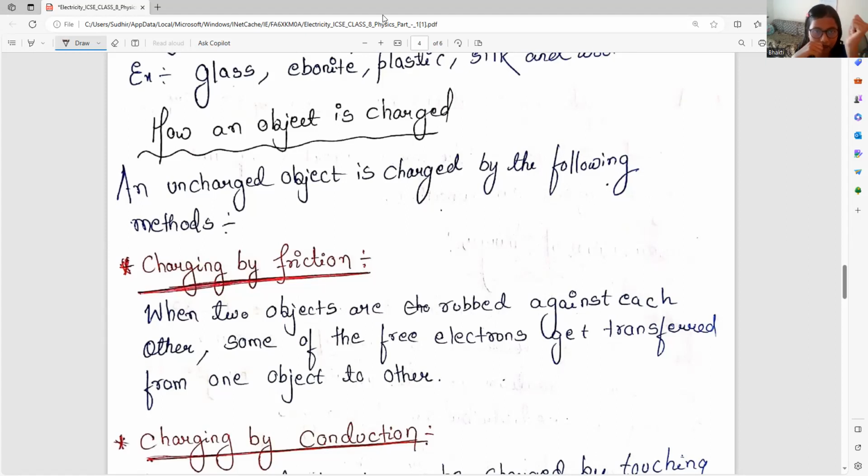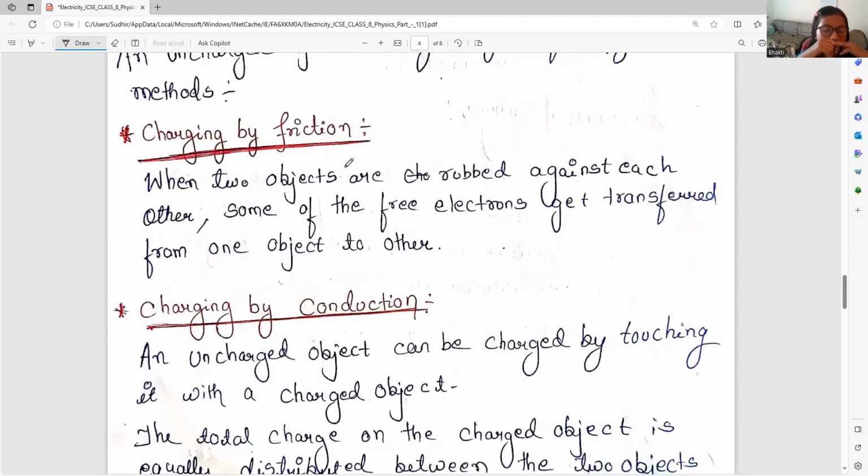Friction is what we all know, when we rub things against each other. Friction is nothing but rubbing one against the other. When two objects are rubbed against each other, some of the free electrons get transferred from one to another. When we walk, also due to friction, the valence electrons get transferred.